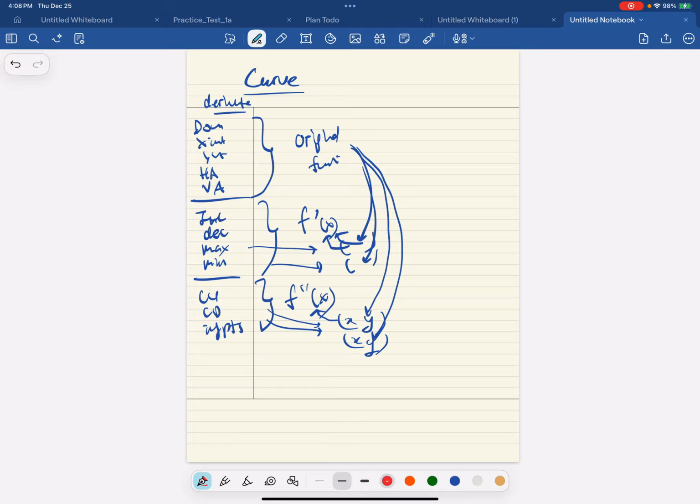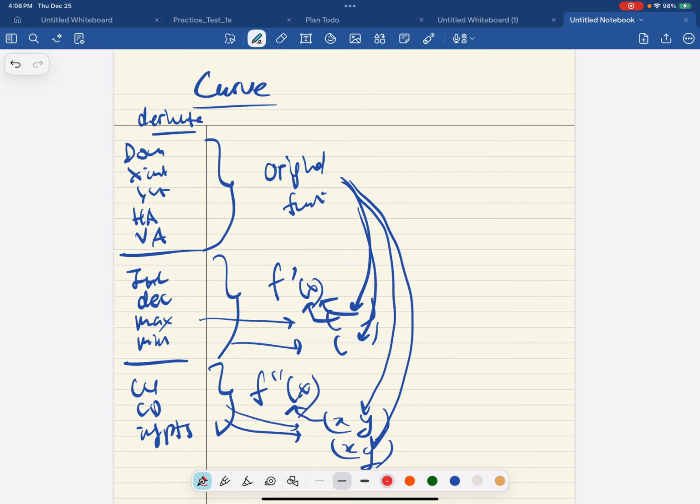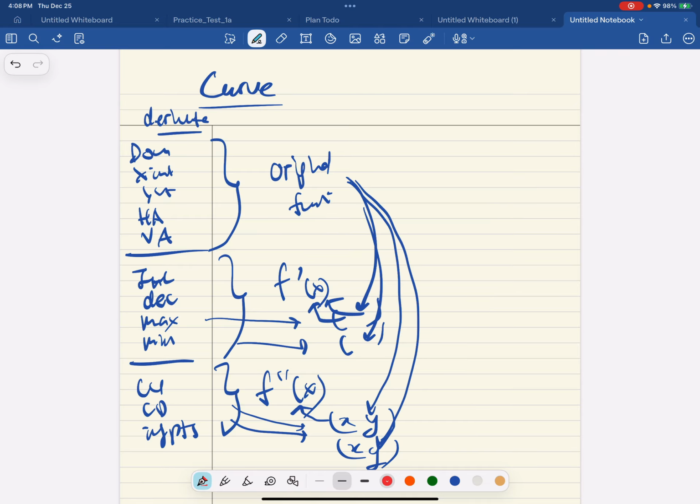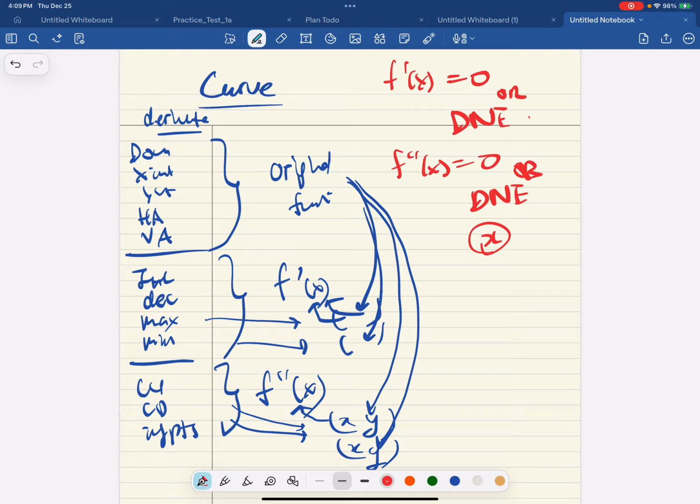So what x do you find? What x do you find? That is what you have to remember for curve sketches. Anything that's equal to 0. f prime of x is equal to 0 or does not exist. f double prime of x equals 0 or does not exist. Whatever these x values are, there could be 1, there could be 2, there could be 3, and probably won't be 4 because it's just going to be too much work.